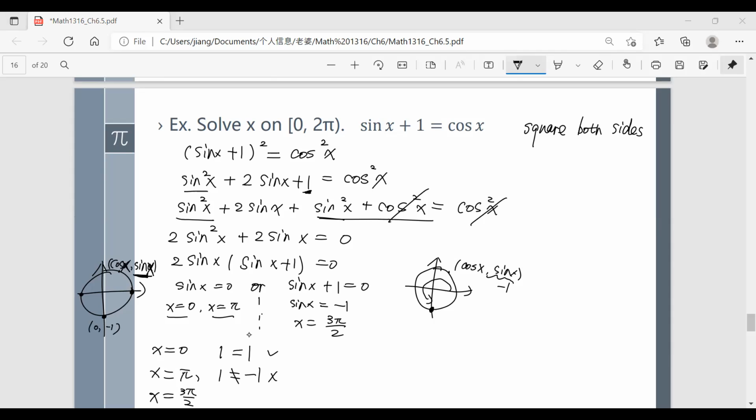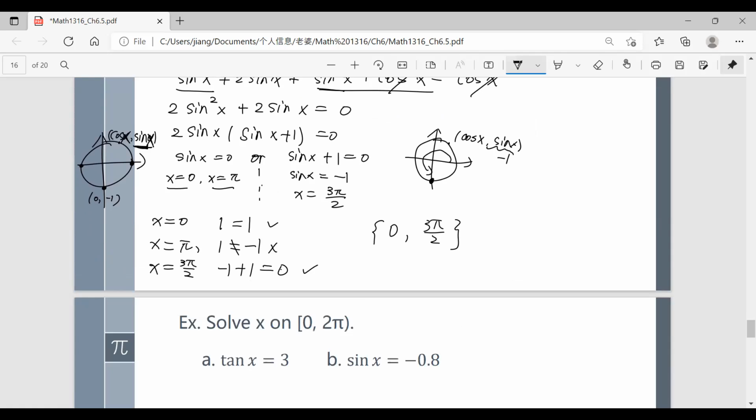Okay, negative 1 plus 1 equals cosine x. Cosine x is this term, which is 0. So negative 1 plus 1 is 0, yes. So for this one, there are only two solutions. One is x equals 0, another one is 3 pi over 2. Okay, I box the solution.